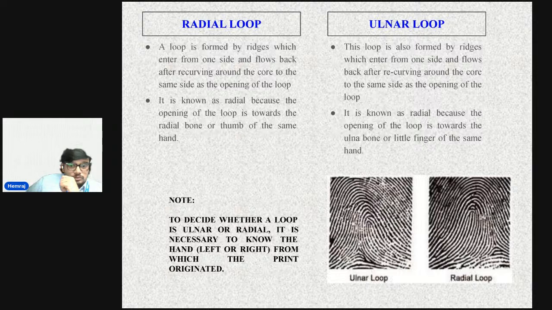I hope my cursor is also visible to you. I'm pointing with the cursor, though I'm not sure if it is visible to you or not, right? But you can see in the print that there is an opening of the print to one side. If the opening is toward the radial bone of the hand, it is a radial loop, and if it is opening toward the ulnar bone of the hand, this is known as an ulnar loop. There are two bones in our forearm, radial and ulnar. So the opening of the loop decides whether it is an ulnar loop or a radial loop. To decide whether a loop is ulnar or radial, it is necessary to know if it is a left hand or right hand, because from left hand to right hand, the position of the ulnar bone or the radial bone differs.